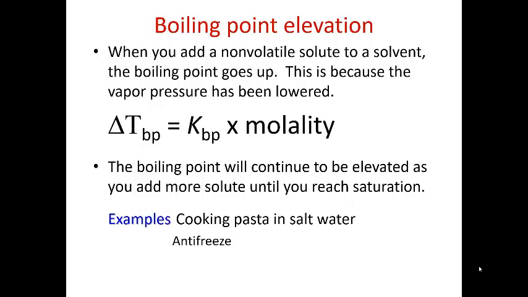So your equation here is: your change in boiling point temperature equals your constant for boiling point times the molality of the particles in solution. That K for your boiling point is different for each substance, so you'll have to look up what it is for each substance, or it will be provided for you. And the more particles that you add to your solute, the higher you will raise the boiling point until you reach a saturation point, and then that's the max that you can have your boiling point increase.